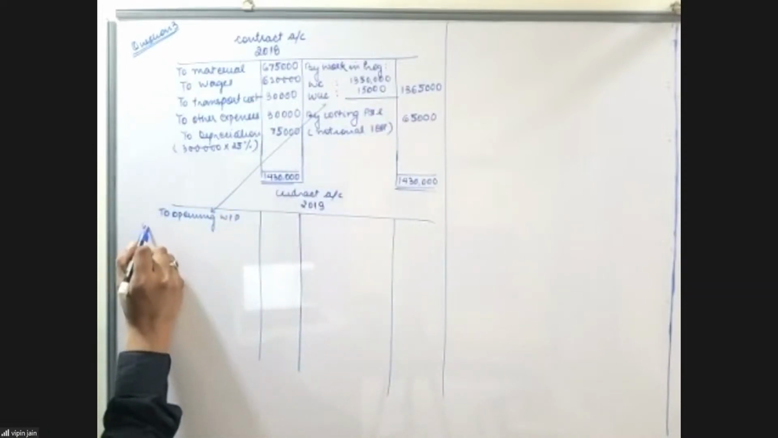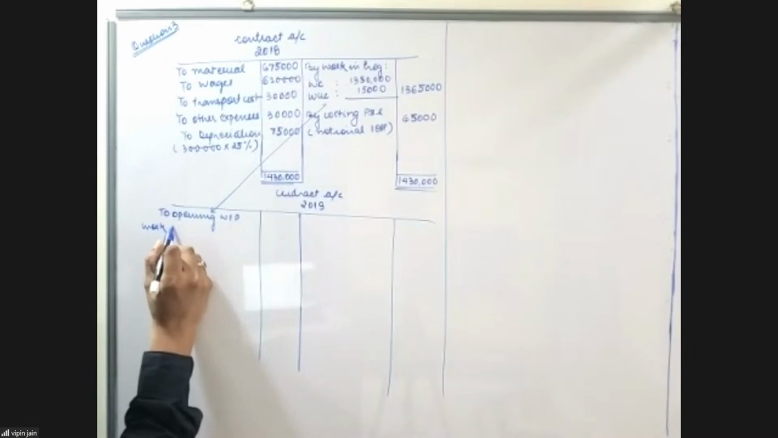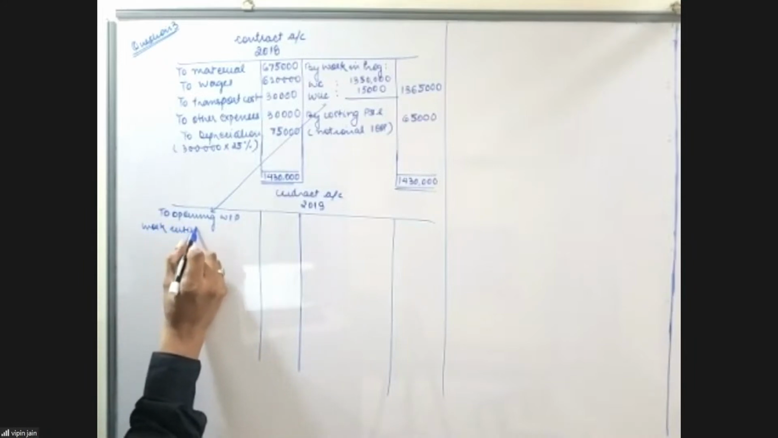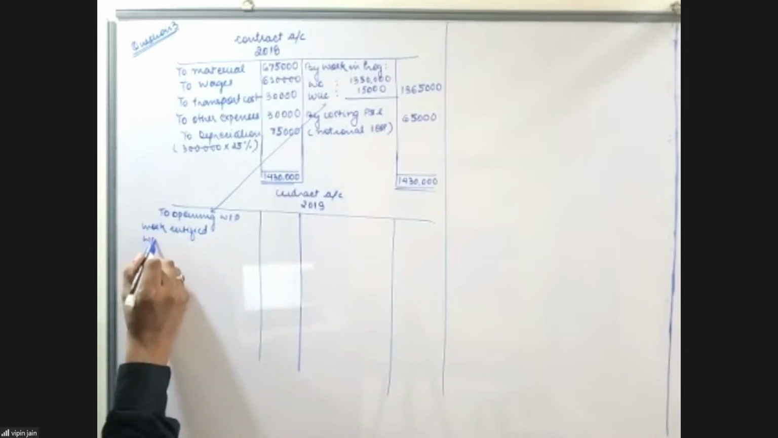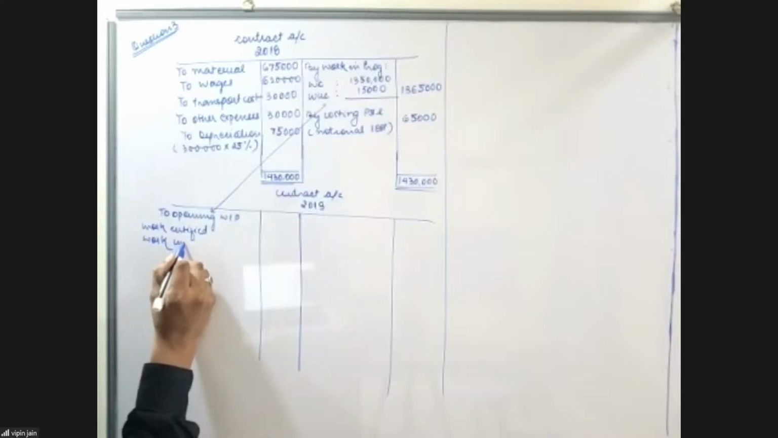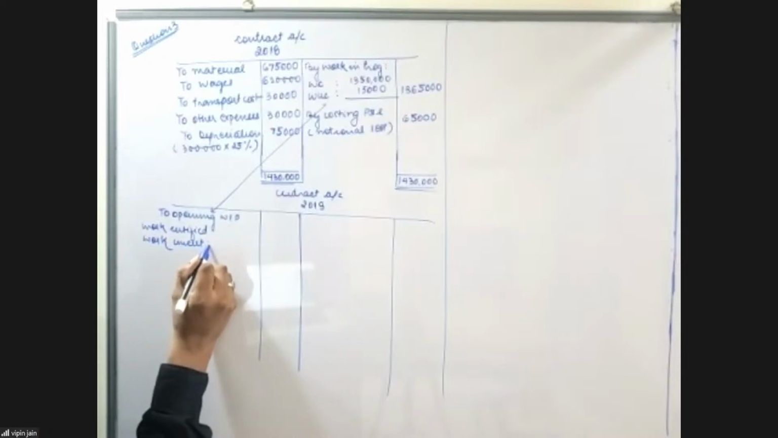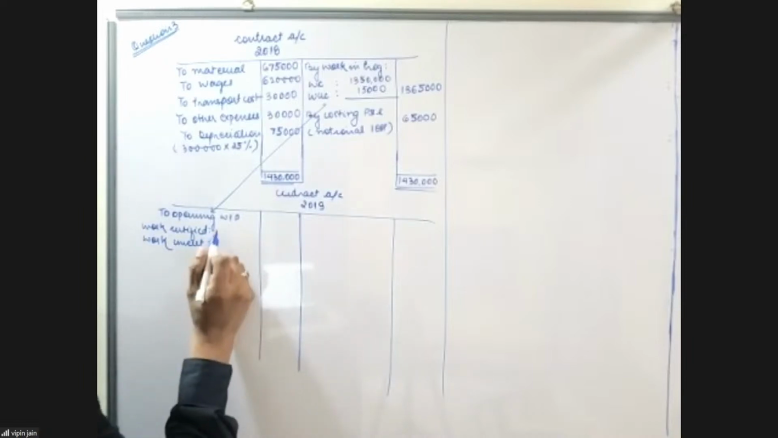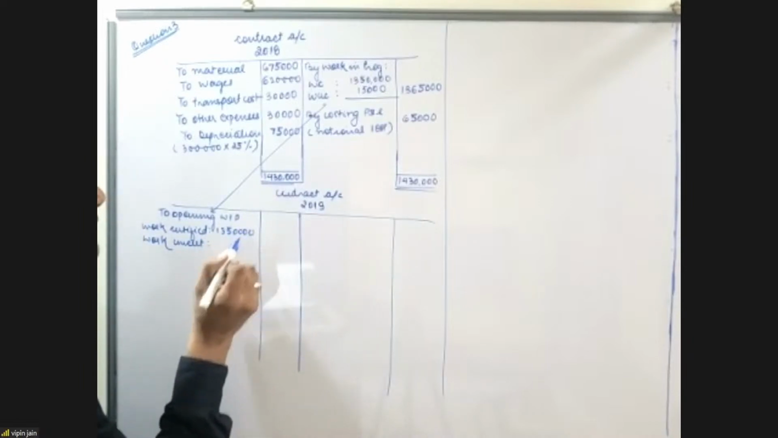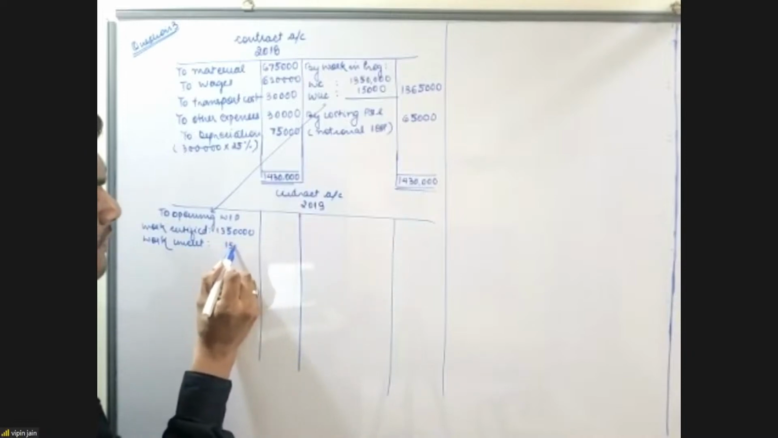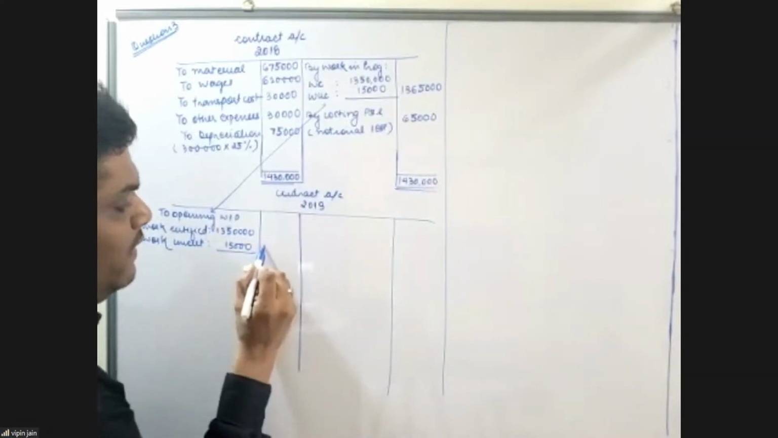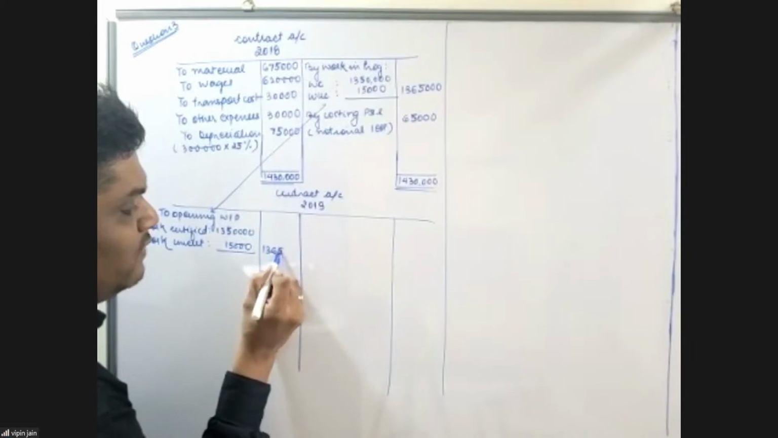That is my work certified and work uncertified. My work certified is 13,50,000 and uncertified work is 15,000. So the total will be 13,65,000.